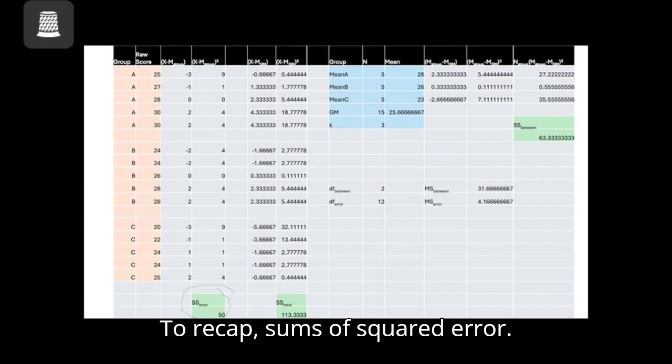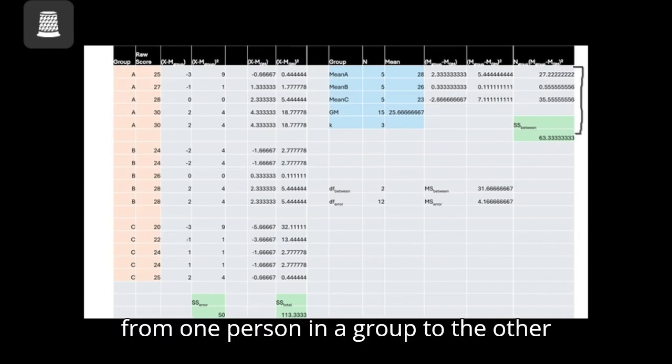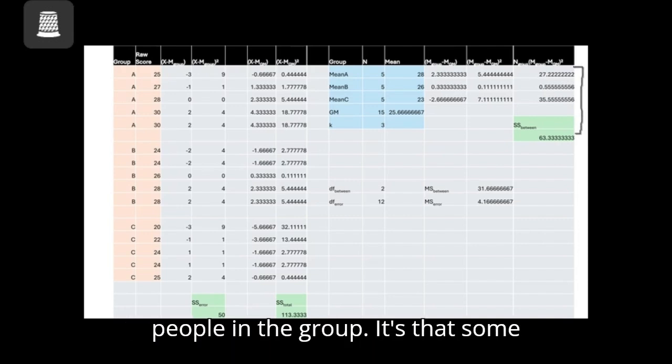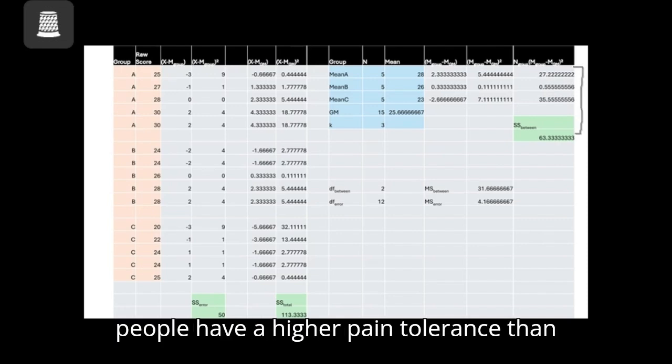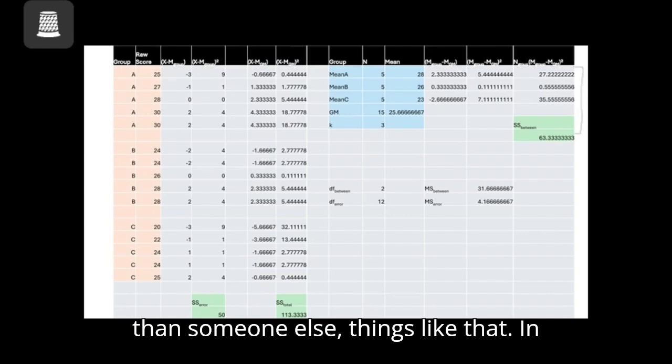To recap, sums of squared error is just the individual differences from one person in a group to the other people in the group. It's that some people have a higher pain tolerance than others, might have had a more severe injury than someone else, things like that.